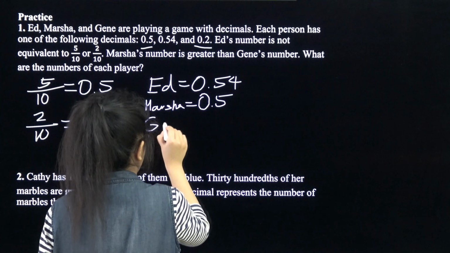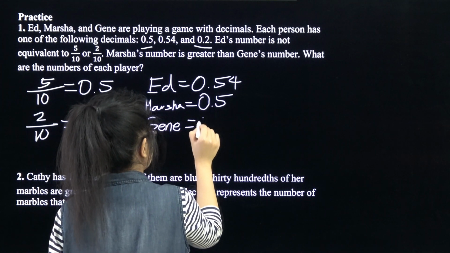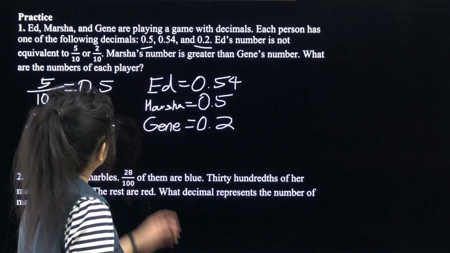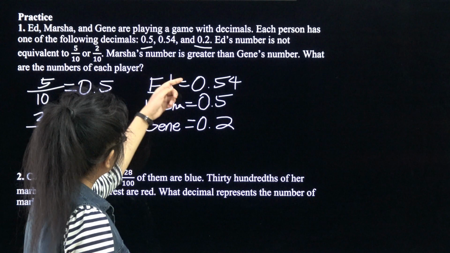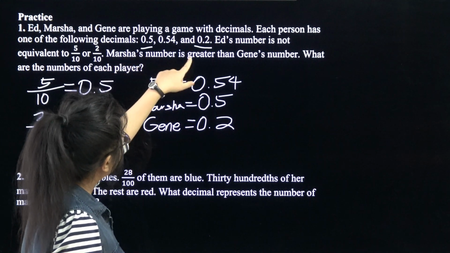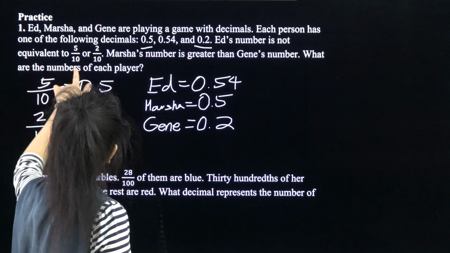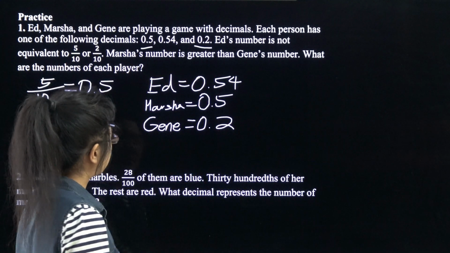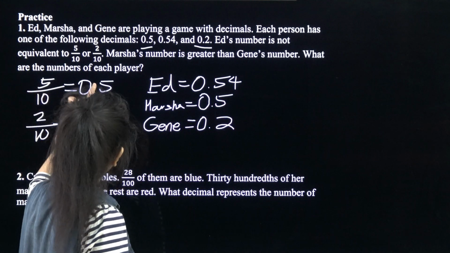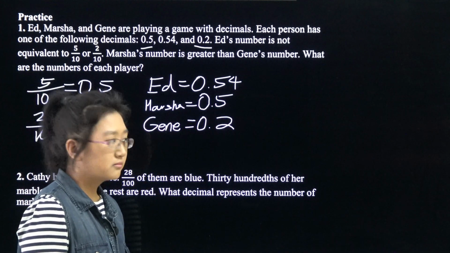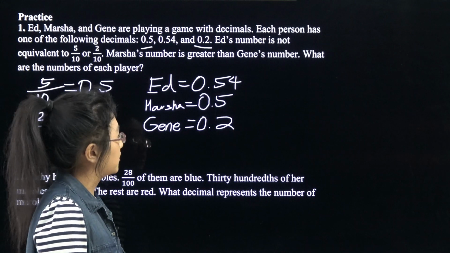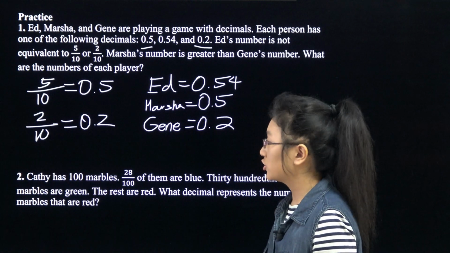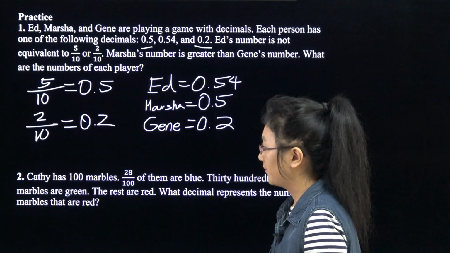And Jean is the last one, and he has 0.2. We make sure that our facts are straight. There's 0.5, 0.54, and 0.2. As number is not equal to 5/10 or 2/10, Marsha's number is greater than Jean's number. Okay. What is the number of each player? Well, we answered that. We got our facts straight. And our reasoning is sound, so the answer should be what we wrote over here.